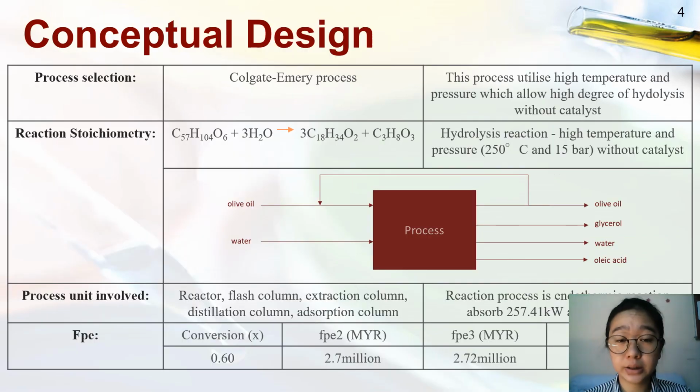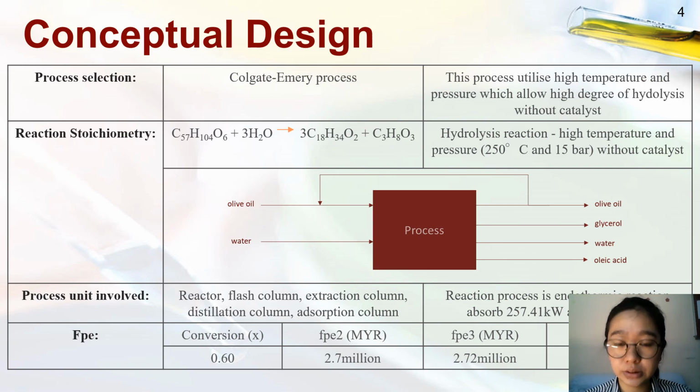We start off with a conceptual design where we have selected the type of process to be used for our production. The Colgate-Emery process is selected for the production of oleic acid, where this process utilizes high temperature and pressure, which allows a high degree of hydrolysis without the use of catalyst. So for our production, the hydrolysis reaction will take place at 250 degrees Celsius and 15 bar without the use of catalyst.